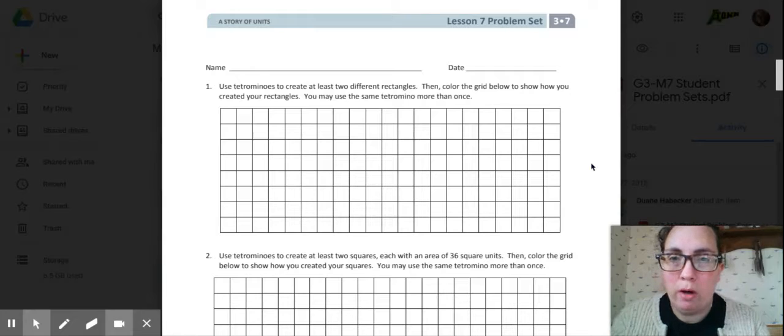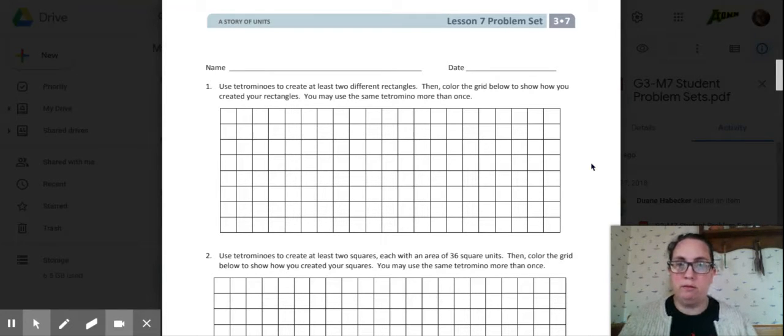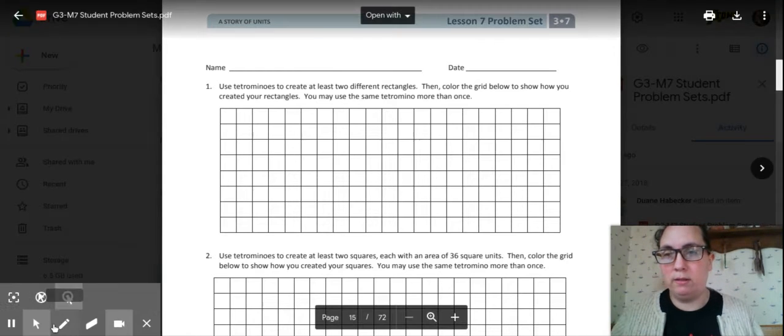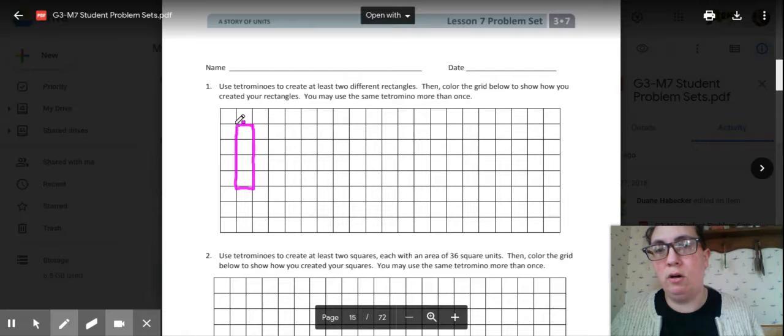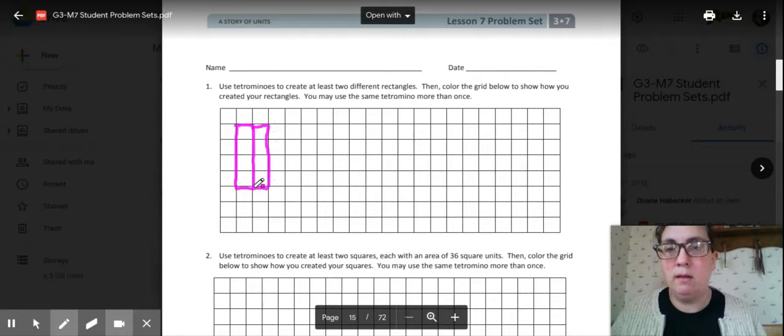So for number 1, you're going to use those Tetris pieces to create 2 different rectangles. You could use one piece. You could use more than one piece. You could use the same piece more than once. If you want to use the same piece more than once, I like that rectangle piece because it's easy to draw. I could use that rectangle piece twice, and I have a rectangle.